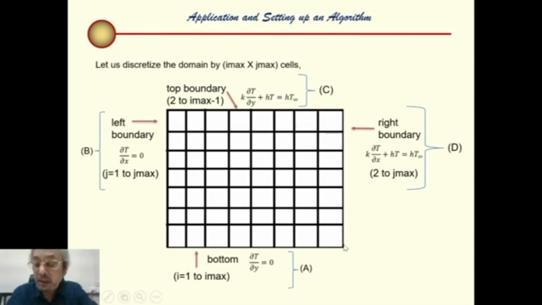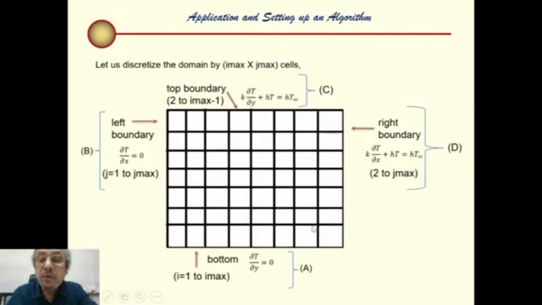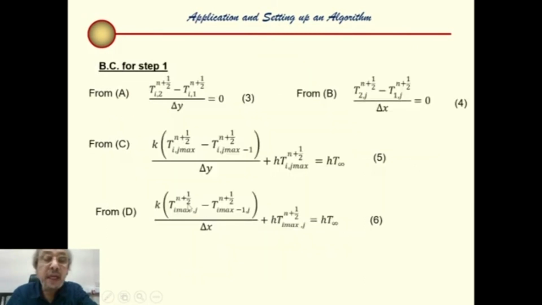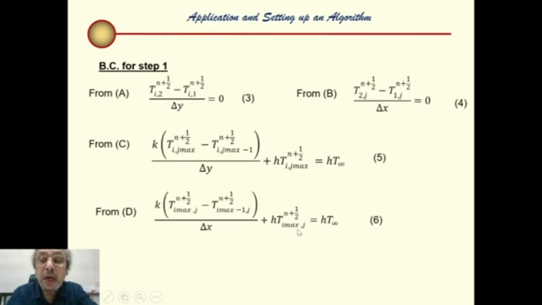So we can write I max j minus I max minus 1 j. So these are all I max points at different j's, and I max minus 1 means all these points, the difference between them by delta X, that means del T del X. So K del T del X plus H into again T I max j1, T I max j2, T I max j3, T I max j4, like that. So I max j equal to H T infinity, and these are all temperatures at n plus half level. So these are the boundary conditions for step 1.